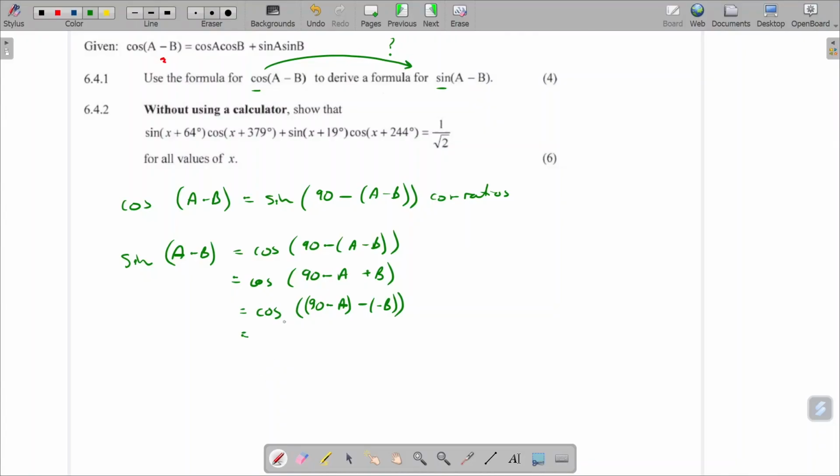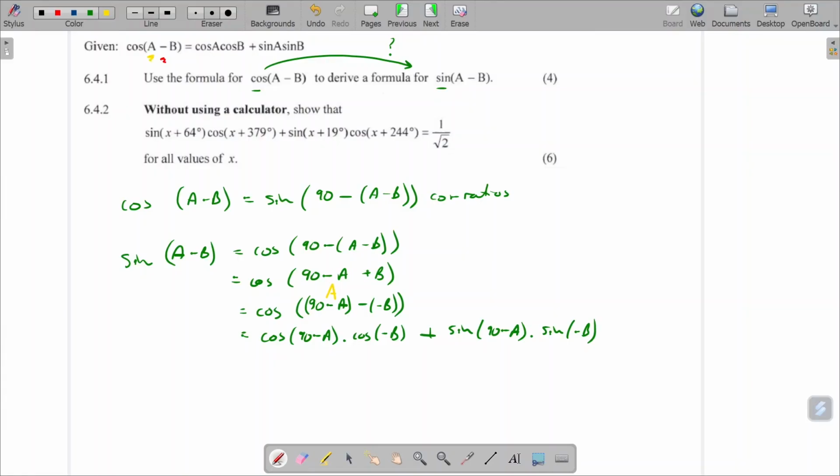So what we're now going to do is write this, using their formula, as cos of 90 minus a times cos of minus b, plus sine of 90 minus a, the first thing, times sine of minus b, the second thing. Effectively, which is slightly confusing, I'm using 90 minus a as the value of a in the original formula, and I'm using minus b as my value of b in my original formula, which is slightly more than slightly confusing, but we can handle it because this is a set question.